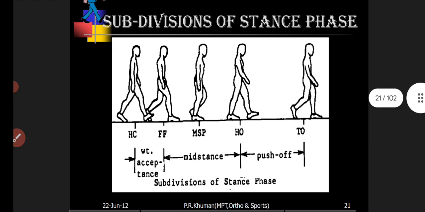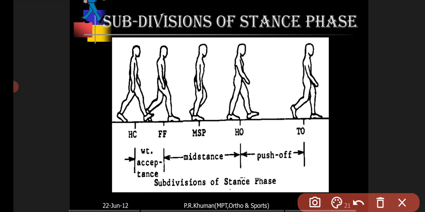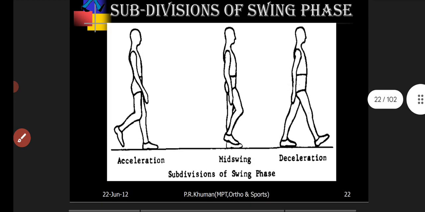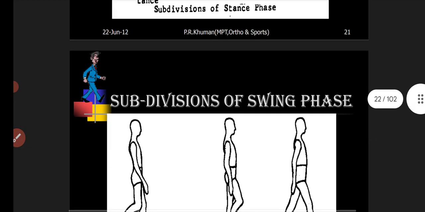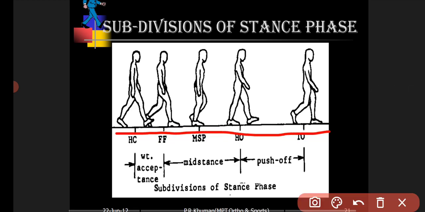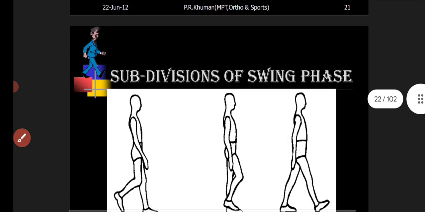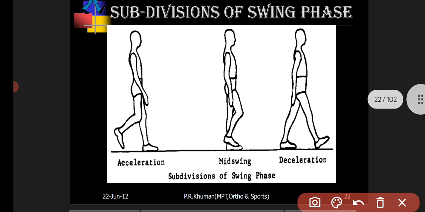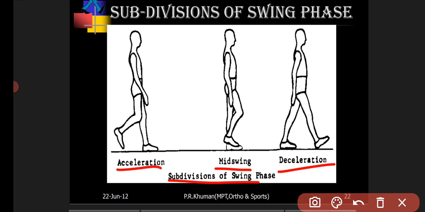You can see the subdivision of the stance phase from here: foot flat, mid stance, heel off, toe off, heel strike. That is the subdivision of the swing phase. You have to draw these pictures in the exam. When the phases come, you have to draw these pictures. So this is the acceleration, mid swing, and deceleration. It is the subdivision of the swing phase.